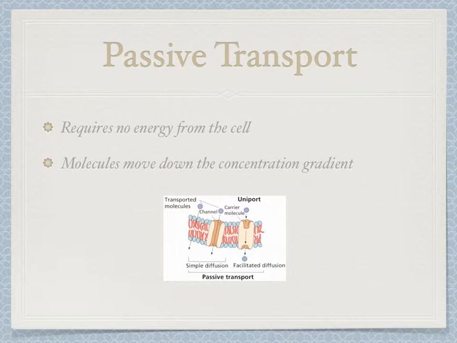All types of passive transport work to create an isotonic environment, or where there is an equal amount of solutes and solvents in and outside the cell.